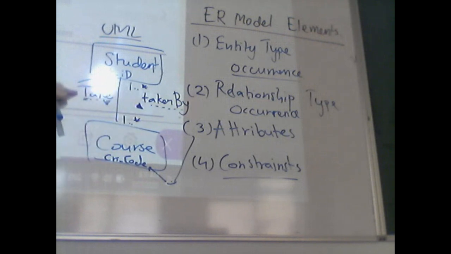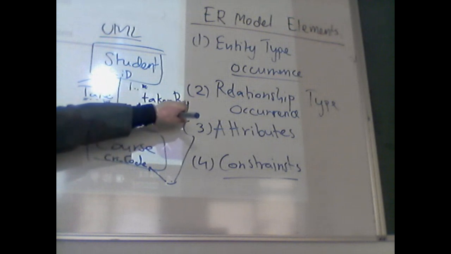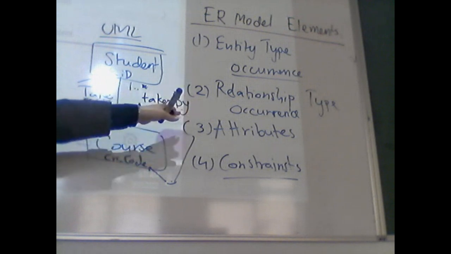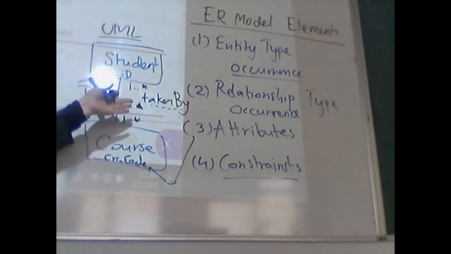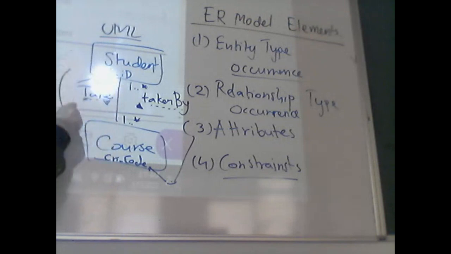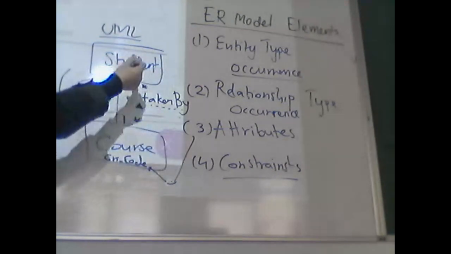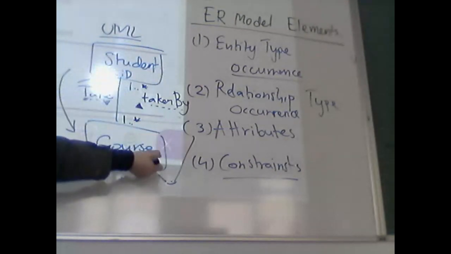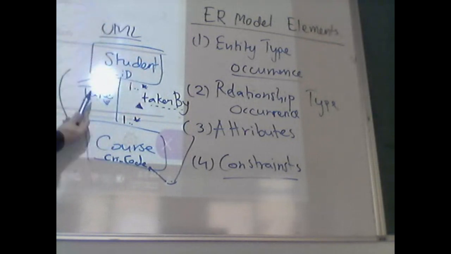See how I wrote this. I started the verb here with a capital letter, but the phrase I started with a small letter, and the other words in the phrase must be capital. This is how we can do it. All right, got the point? So students take courses. This relationship takes this direction from top to down. But if we consider it from the other side, we can say courses are taken by students. That's the point. So this is the name.